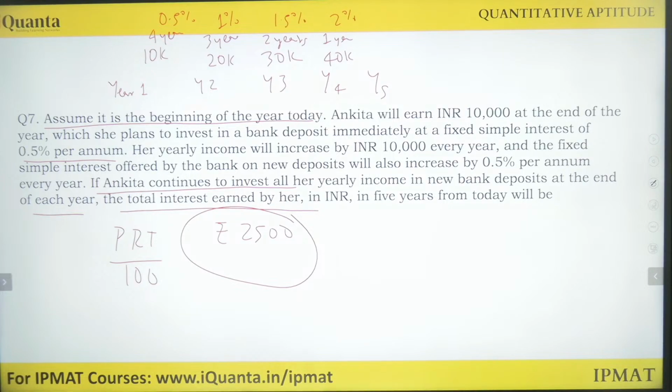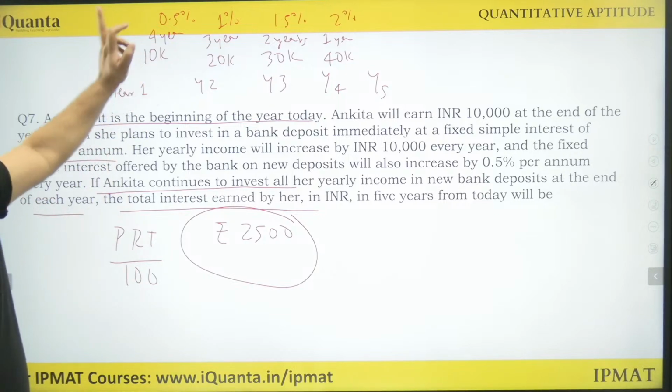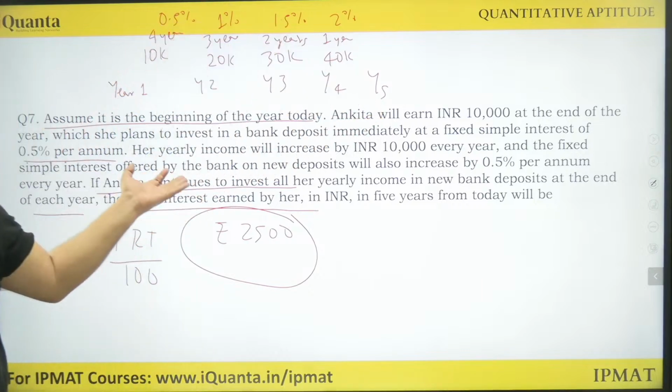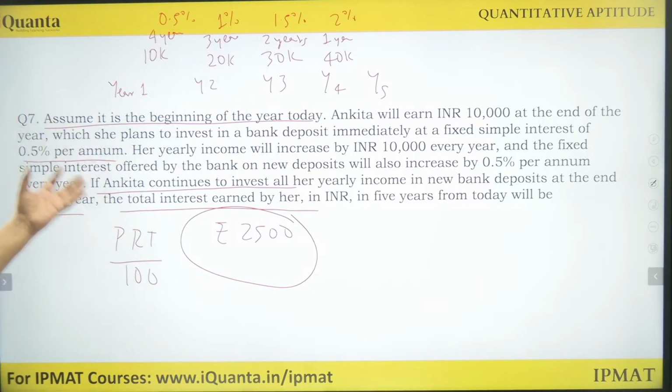Perfect. Done. The main catch in this question was to understand that the first 10,000 was invested for 4 years, not for 5 years, and in year 5, nothing will be invested. That is the only thing that we need to understand. Rest everything is simple calculation.